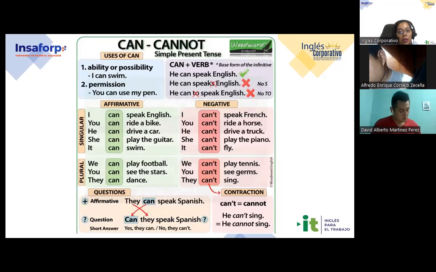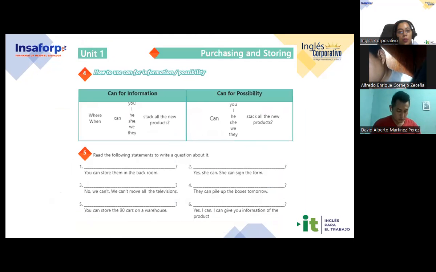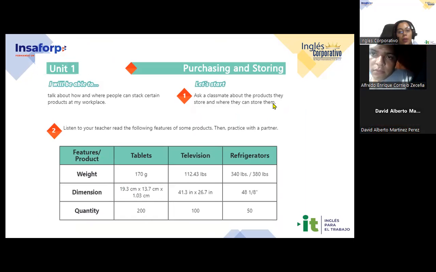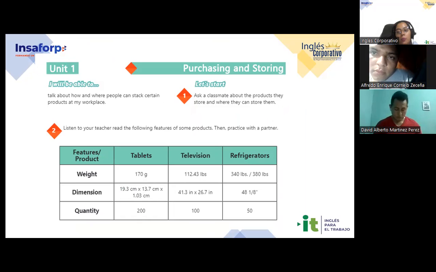¿Qué va a hacer usted en nuestro libro? For example, have you ever bought something? ¿Alguna vez ha comprado algo? Any product, any advice, cell phone, TV? ¿Alguna vez ha comprado esos tipos de productos? Cell phone, TV, computer. Yes, ¿verdad? Teacher. Okay, of course.